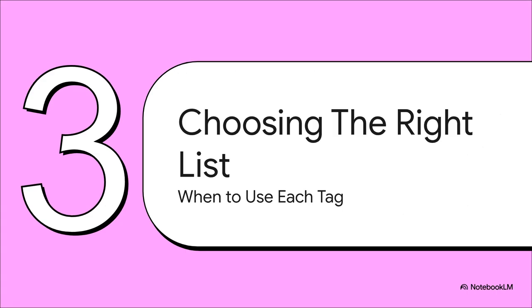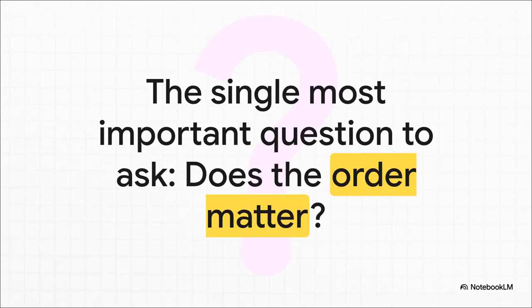Okay, so we've met our 3 list types, unordered, ordered, and description. Now for probably the most important part. How do you actually decide which one to use? Let's get practical. And you know what? It really just boils down to this one simple question.